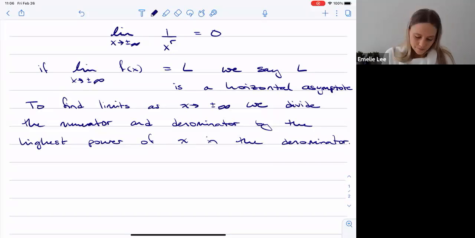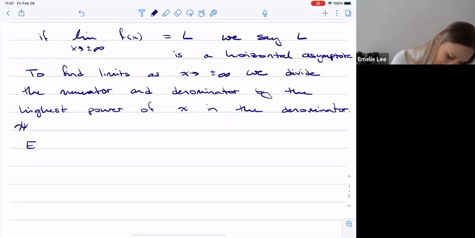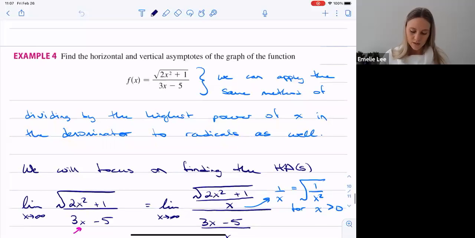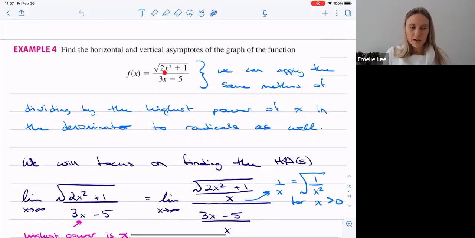Okay, so a lot of concepts that we went through last day. Let's keep going with example 4 continued. Let's have a look back here. We've got this weird situation of having the root in the numerator. So x is our highest power of x in the denominator, right? So we're still going to be able to apply that rule, where we can simplify things by dividing by the highest power of x.